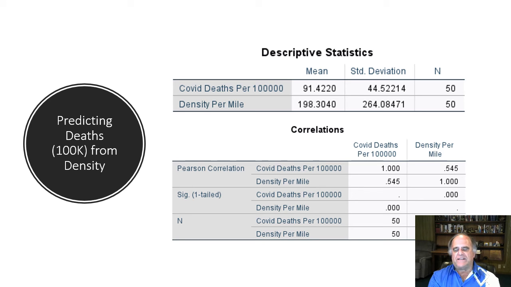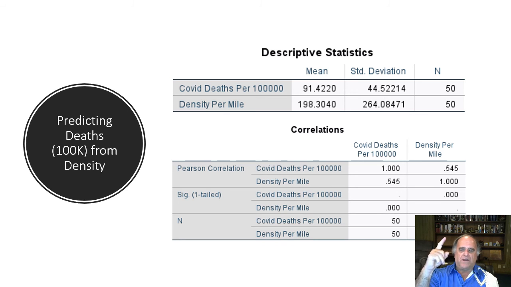We are now going to look at a second analysis from our data set. This time we're going to look at predicting COVID deaths per 100,000 from the density per mile. If you remember from the correlations part of this lecture, density per mile was probably the best predictor. And so we go ahead and run our SPSS analysis with the dependent variable being COVID deaths per 100,000.